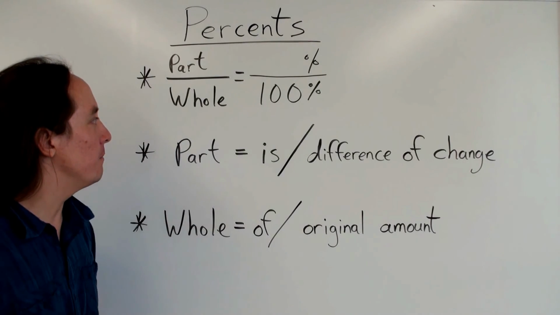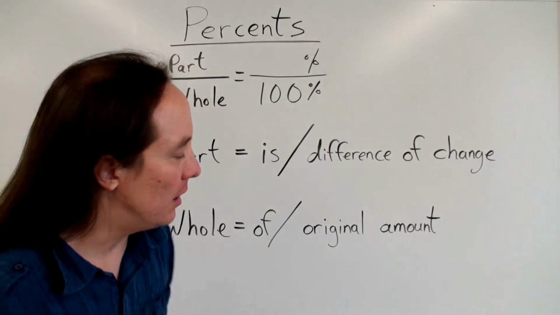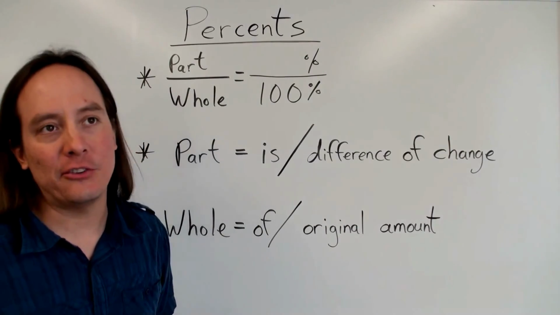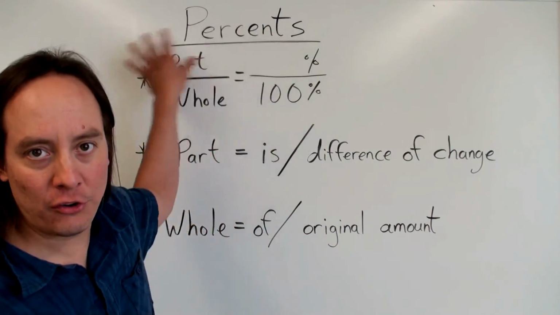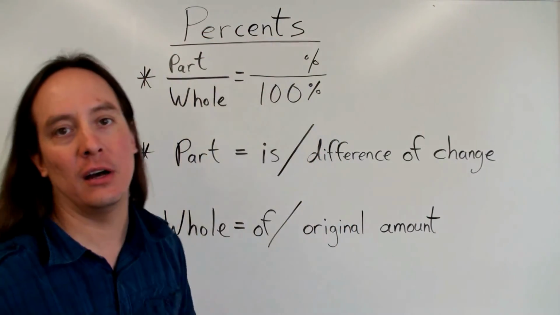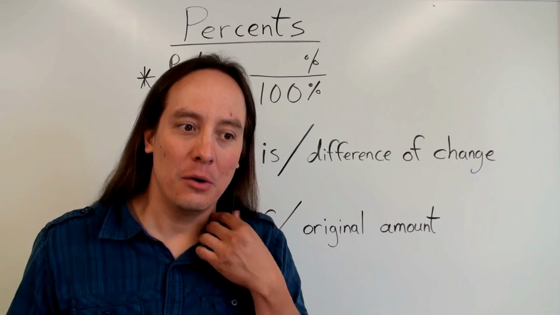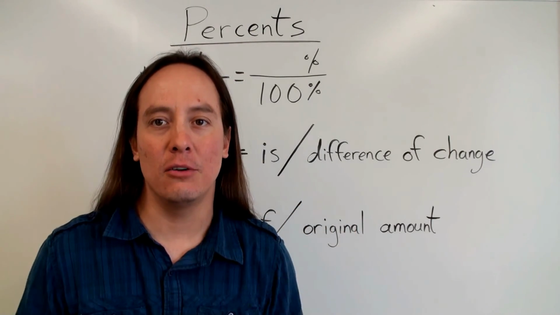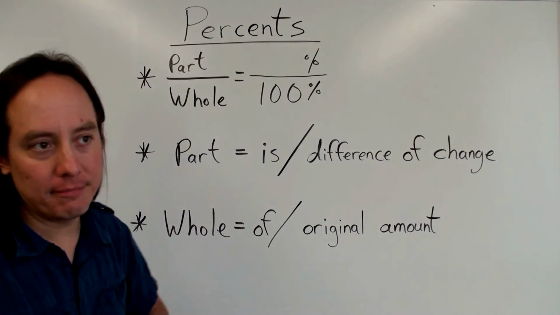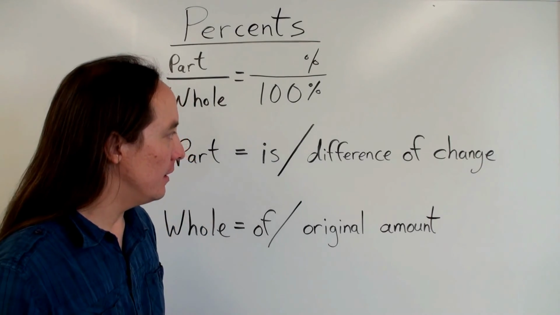On a simple problem, or what I would consider a simple problem, you're going to see the words is and of. In fact, some teachers like to teach this proportion with is over of is equal to the percent over 100. But the is over of method is only good with the simple problems. When we get to more complex problems, it just doesn't work that well. So we have to have more ways of identifying the part and the whole, and we'll talk about that.